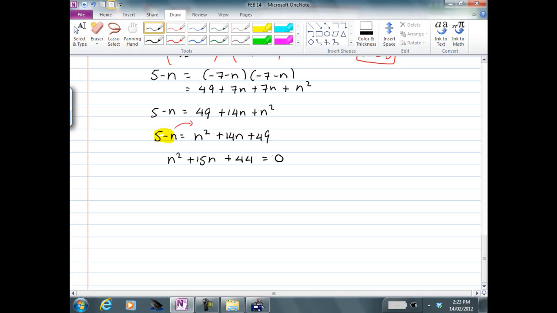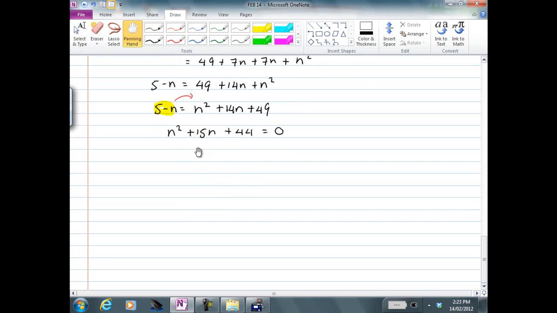How do you solve this? When in doubt, factor it out. Or complete the square. Or you can use the quadratic formula. What's the easiest technique right now? Factor. So why don't we factor it now? 11 and 4 is correct. So you want n plus 11, n plus 4. But really, this is called factoring. I'm not asking you to factor, I'm asking you to solve.